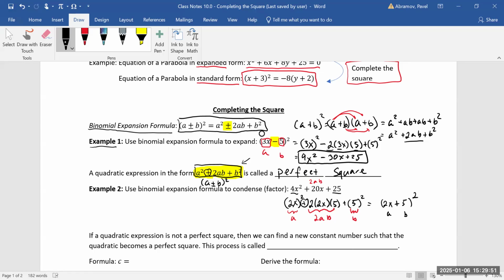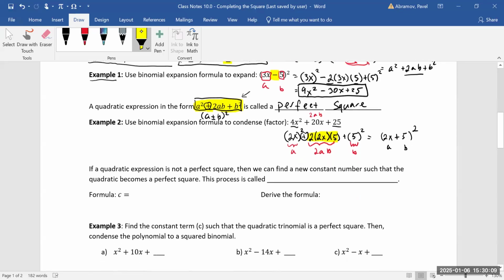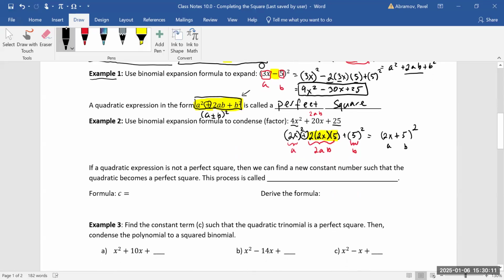Now, keep in mind that it's possible only if this form is a squared plus 2ab plus b squared. So it has to be perfect like this. And then we can, instead of factoring the whole thing, since this is a perfect square, write it as a squared binomial. However, a lot of times we don't get perfect squares. So this is an example of a perfect square trinomial, but it's not always going to be like that.